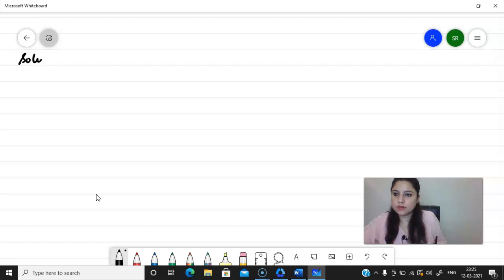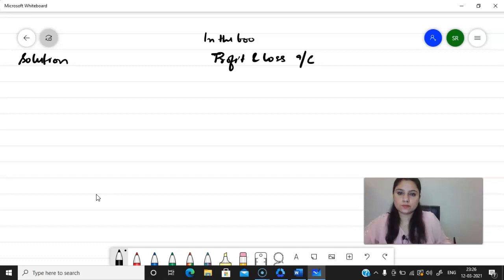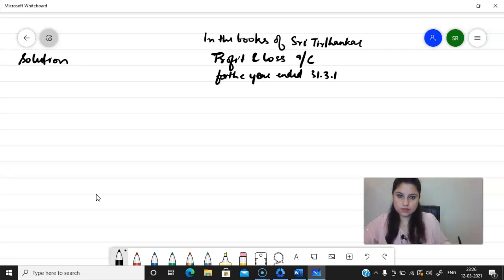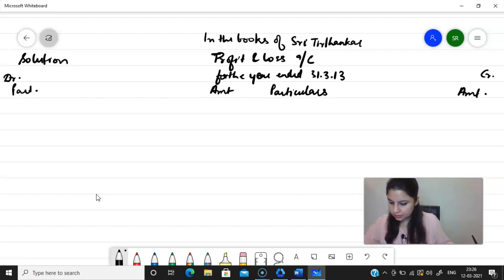So starting with the solution here and drafting the profit and loss account in the books of Shri Tirlankar for the year ended 31st March 2013, debit, then credit, particulars, the amount, again particulars, and the amount.